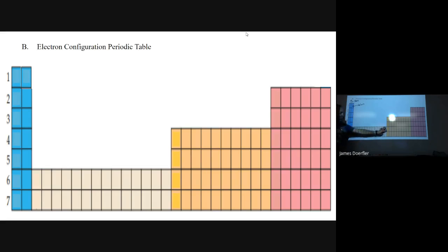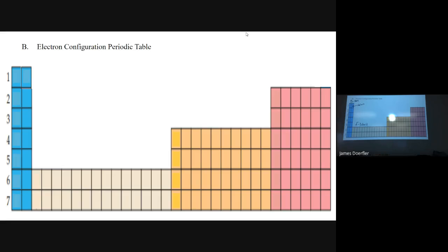This tan section is the F block, or the F orbital. Again, that's these down here. Okay, the lanthanide and actinide series.